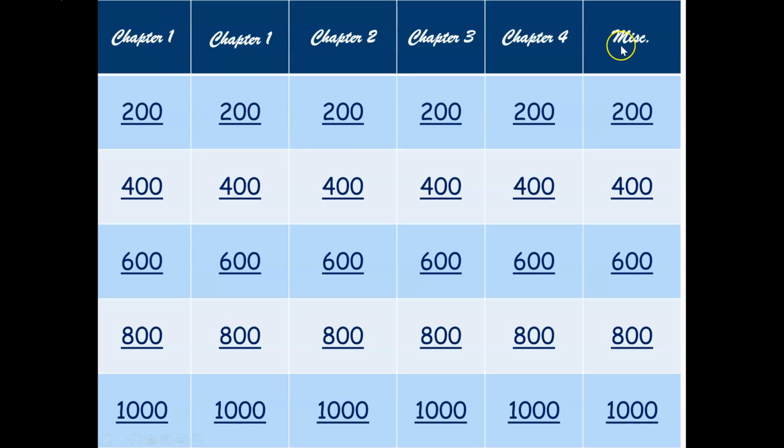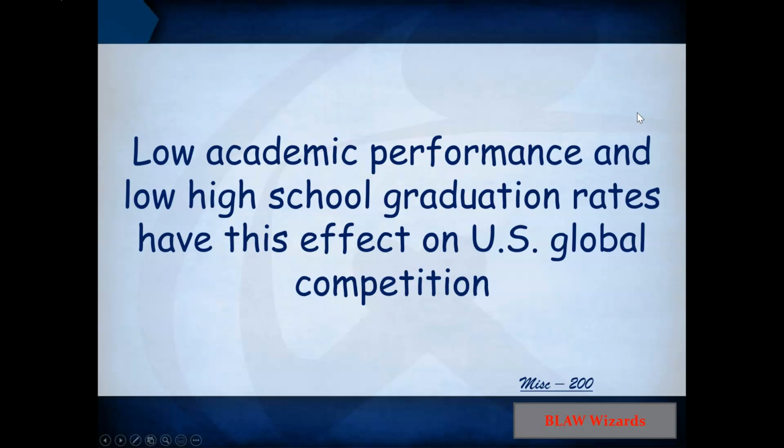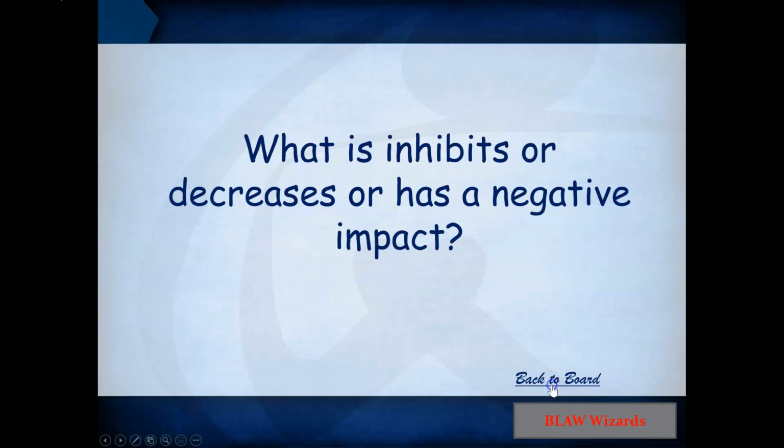So if I decide I want to go over here to miscellaneous 200, I just click the board and it says low academic performance and low high school graduation rates have this effect on the US global competition. So think about it. What do you think? How do those things affect our competition? Do they help it? Do they hurt it? Once you have your answer, you just click here at the bottom, Miss 200, and it'll bring up the answer. And it says, what is inhibits, decreases, or has a negative impact? So any of those would work.